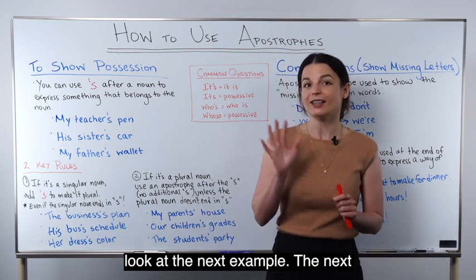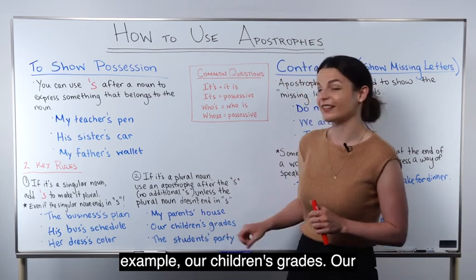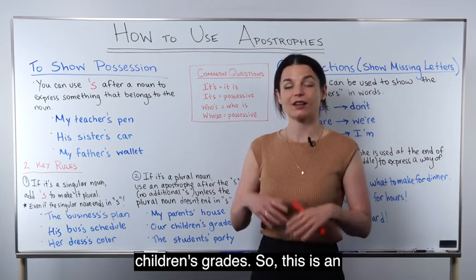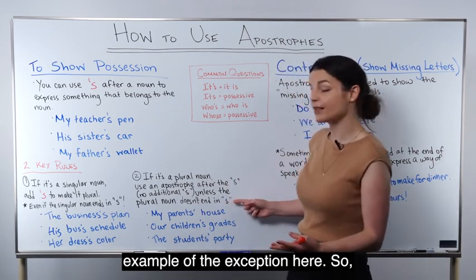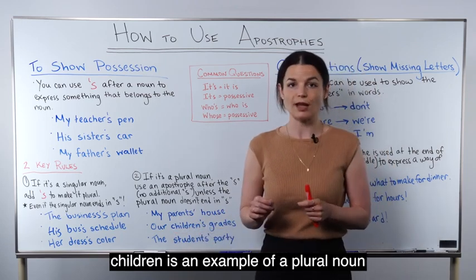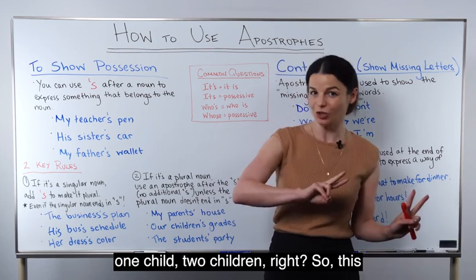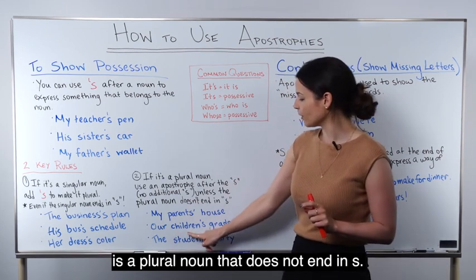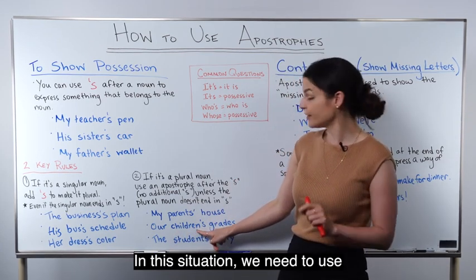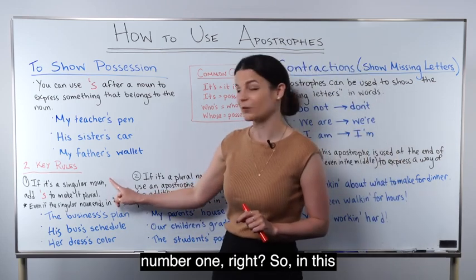Okay, let's look at the next example. The next example are children's grades. Our children's grades. So this is an example of the exception here. So children is an example of a plural noun that does not end in S, right? We have one child, two children, right? So this is a plural noun that does not end in S. In this situation, we need to use apostrophe S, just as we did with rule number 1, right?